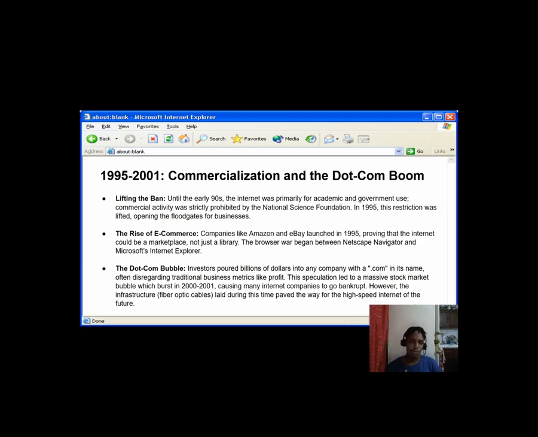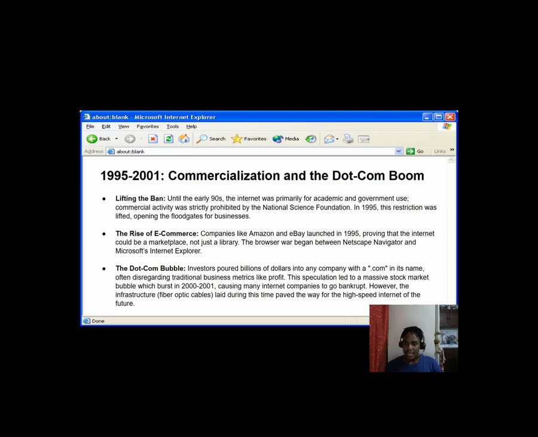1995 to 2001, commercialization and the dot-com boom. Lifting the ban. Until the early 90s, the Internet was primarily for academic and government use. Commercial activity was strictly prohibited by the National Science Foundation.